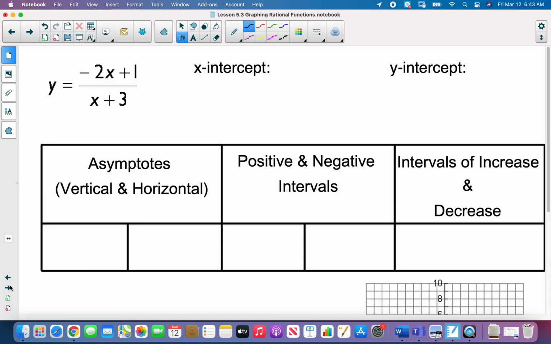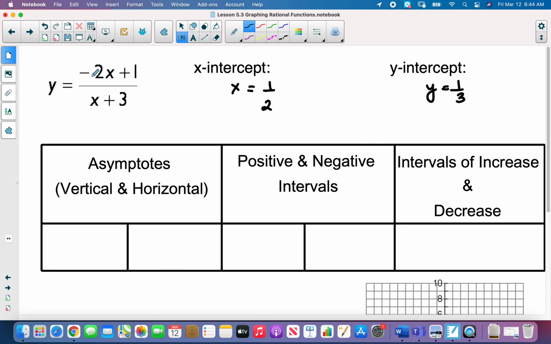Let's try one more example. Y equals (-2x plus 1) divided by (x plus 3). So the x-intercept, put y equal to 0, and you get -2x equal to -1, so x equals 1/2. And to find the y-intercept, put x equals 0 here, and you get y equals 1/3.